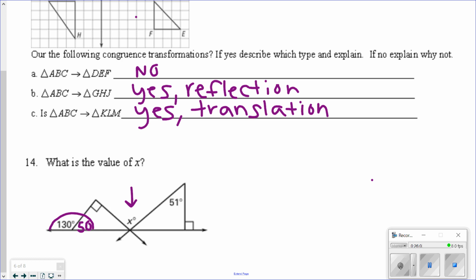All right, so let's keep going. So since this angle now is 50, I see that this angle is 90 degrees.